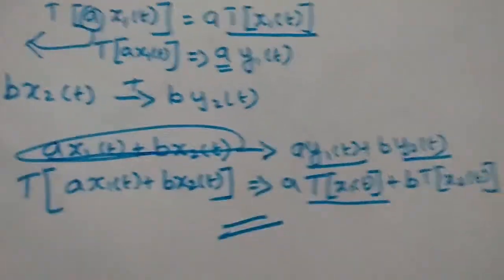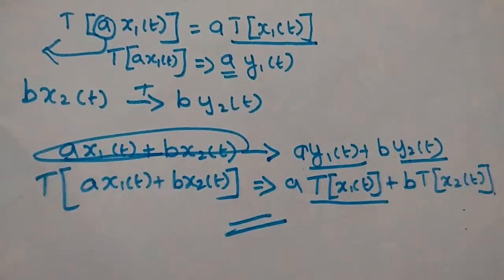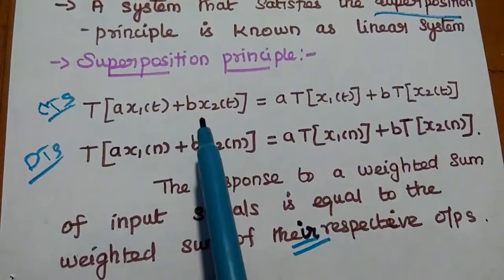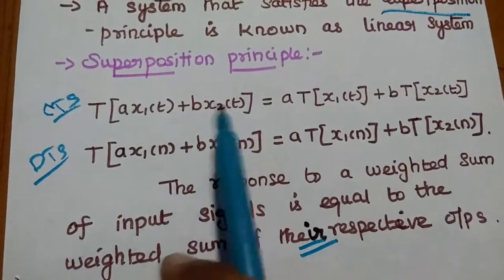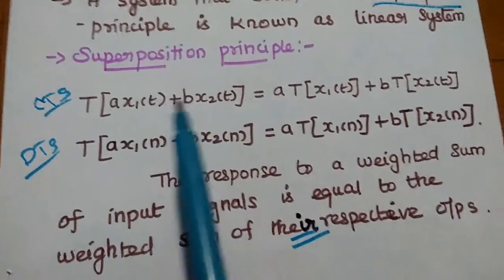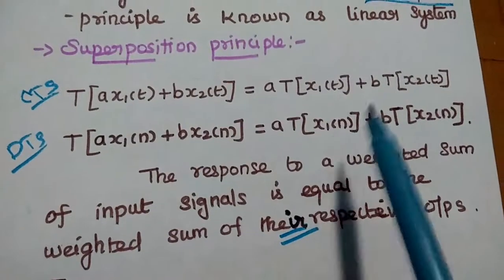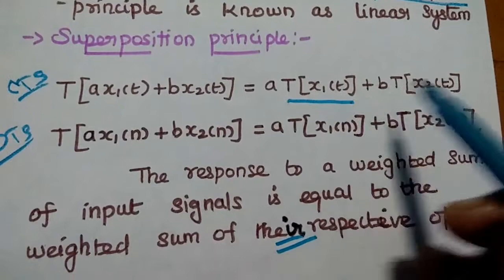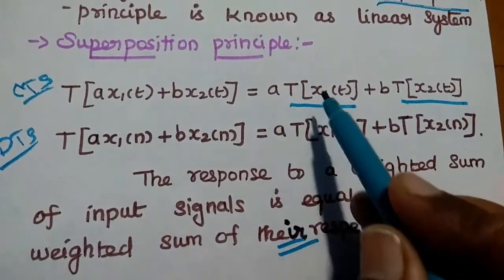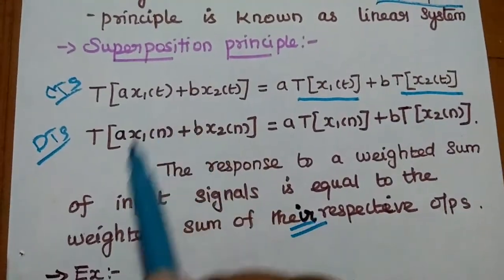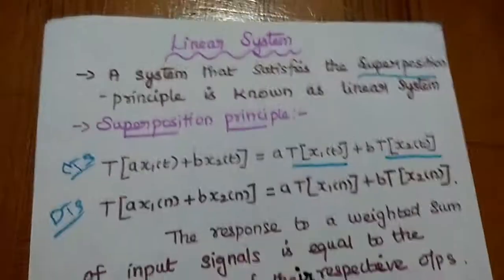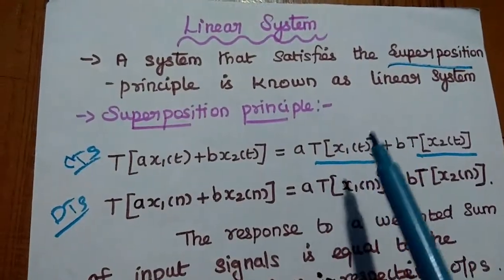So this is called the superposition principle. The transformation of the weighted sum of input signals, where x1 of t and x2 of t are both weighted, equals the weighted sum of their respective outputs, which are also weighted. This is for continuous-time signals, and this is for discrete-time signals. Whichever system satisfies the superposition principle is called a linear system.